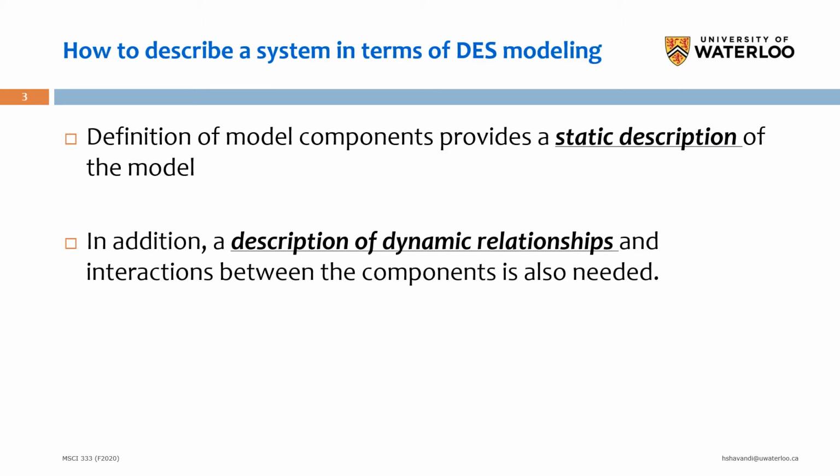In order to formulate a system in terms of discrete event simulation, at first we need to define its components. This will be the static description of the system. Then we need to describe the dynamic behavior of the system and the interactions between the components, and this step is called description of dynamic relationships. By doing these two steps, we are formulating the system as a discrete event simulation model.